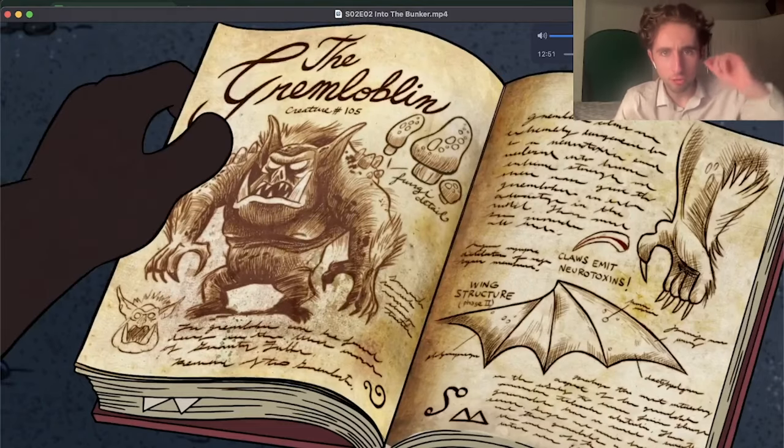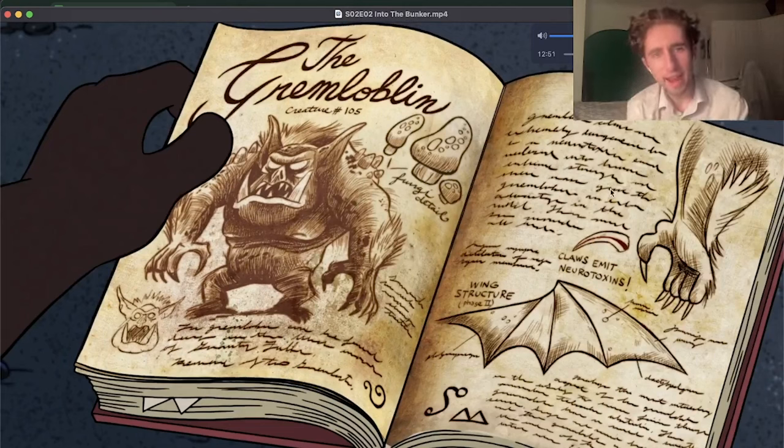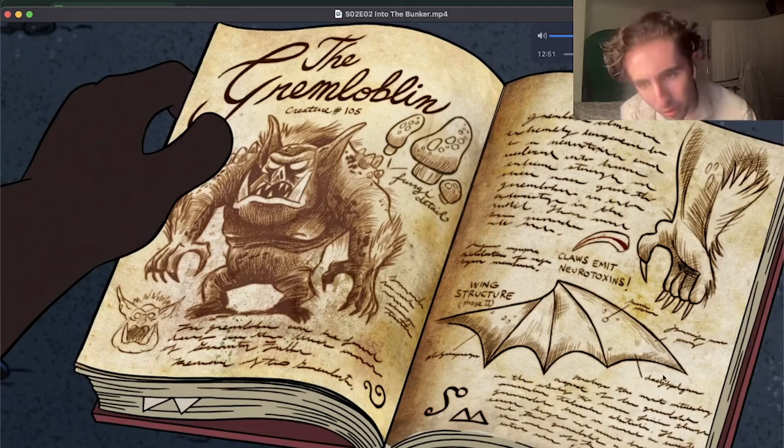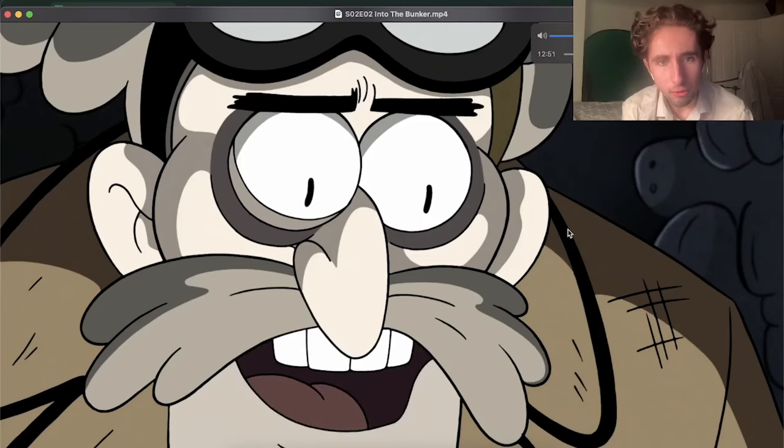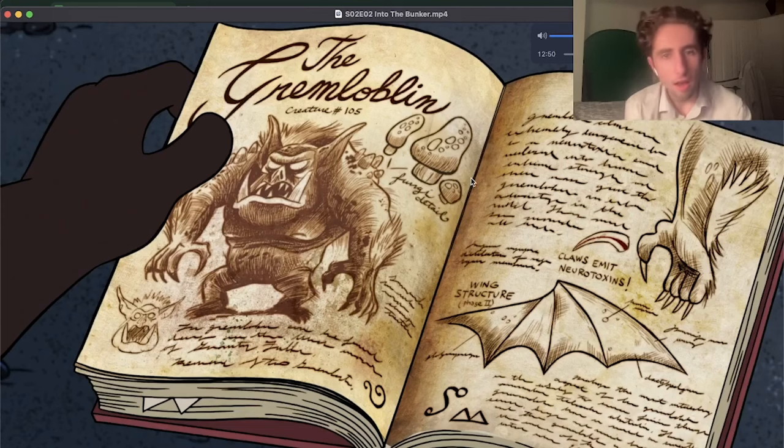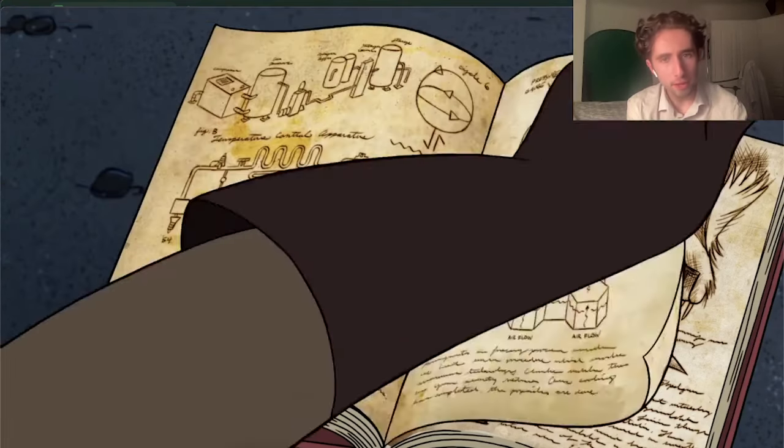Okay, so the Gremloblin. I don't know if we've seen his actual page, but obviously we've seen him before. Claws emit neurotoxins, and then wing structure phase 2. Interesting. But then there's another page that I thought was cool. Oh, that's a scary sight. There's another page before this.